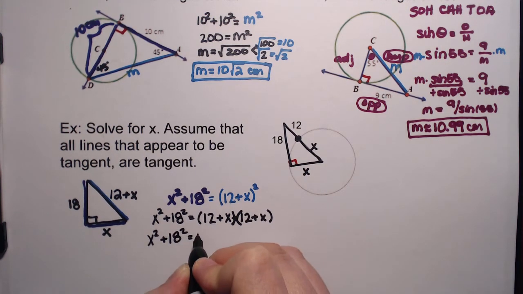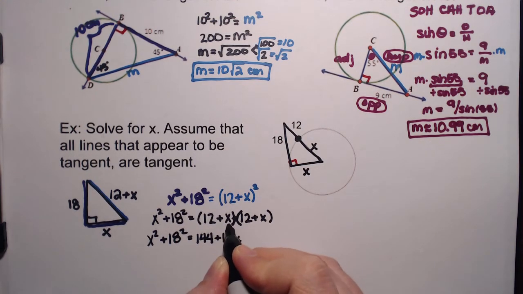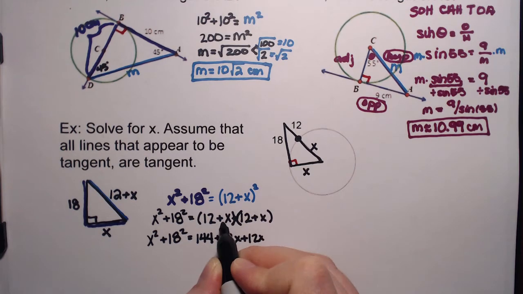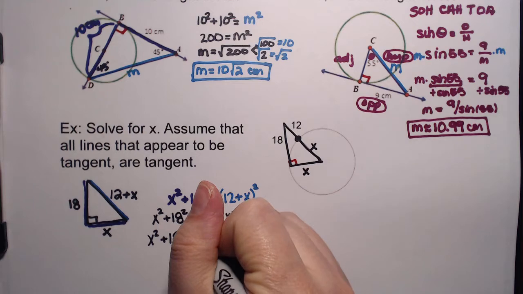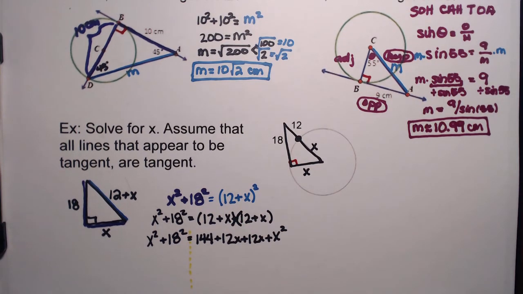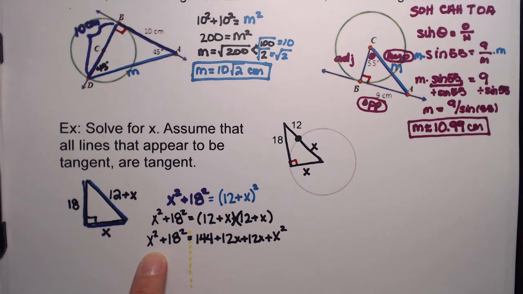So 12 times 12 is 144. 12 times x is 12x. X times 12 is 12x. And x times x is x squared. Now, if you struggle with solving equations, there's a lot going on in this one. So what I'm going to do is draw a line so that I can keep everything straight. And I'm going to combine like terms. Do I have another x squared on this side? No. Do I have another number on this side? No. But what I can do is expand, or I can multiply that.